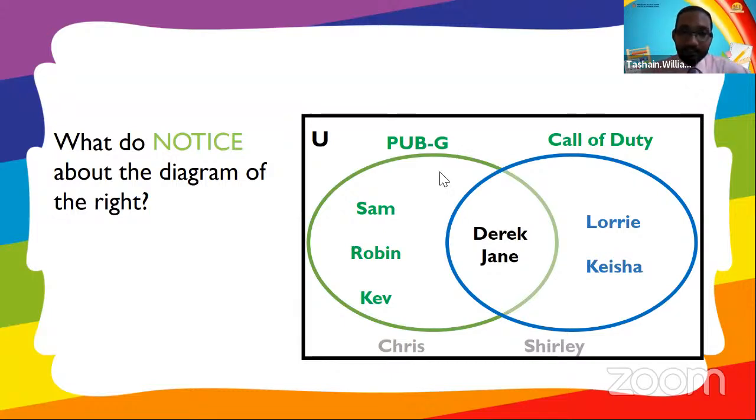Okay, boys and girls, if you recognize the green oval, the green oval is representing a set of players that play PUBG, while the blue oval is representing another set of players that play Call of Duty. Awesome, boys and girls. Good going so far. Keep up the good work.